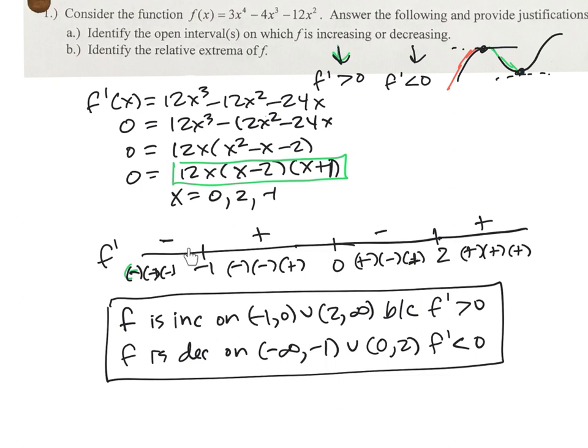At -1, f prime changes from negative to positive, negative slopes to positive slopes. So that's going to be a min. You might just want to make a note. Let's just write min right here, because that's where a minimum is going to happen. Then right here at 0, we have positive slopes changing to negative slopes, so that's going to be a max. So let's write max right here. And then where f prime changes from negative to positive again, that's where we have another min. All right, so we'll write our justifications like this.